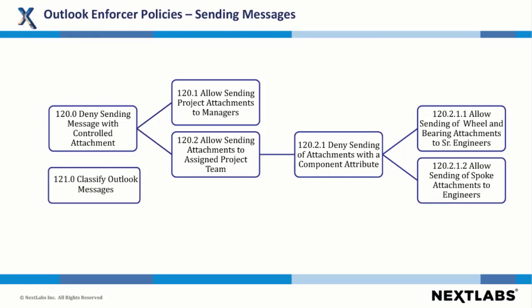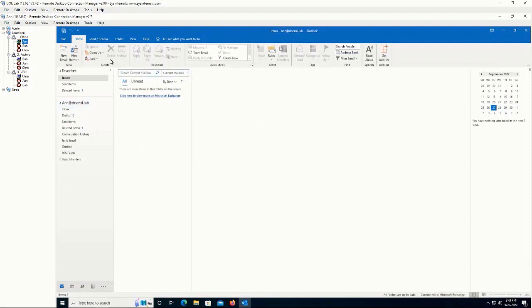After checking the project team for authorization, sub-policy 120.2.1 is another deny policy that will stop delivery of messages with an attachment that includes a component file so that it can be checked and only sent to authorized engineers. Using nested hierarchical policies allows NextLabs to support the complex business requirements an organization may have. We also show here another Outlook Enforcer policy that is used to classify the messages themselves. The message classification can be another attribute used to make policy decisions, as we will see in the second demo. Now let's see these policies in action.